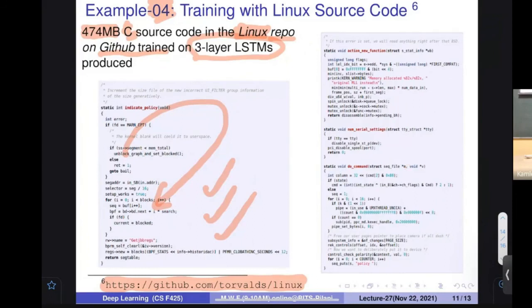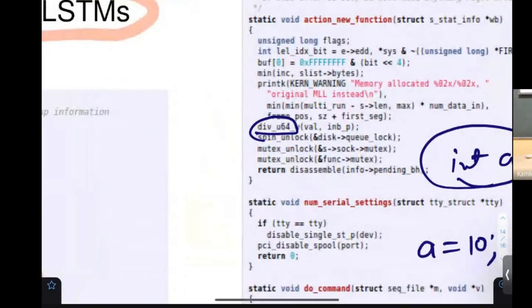However, this particular repository actually reports that there are some kinds of problems. For example, you know that if you have a variable a and you want to assign a value 10, then somewhere before this you have to write integer a. This thing it was not able to understand.